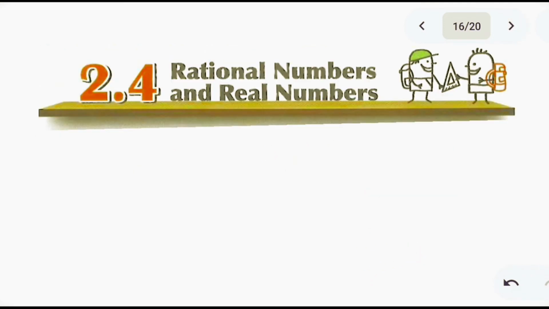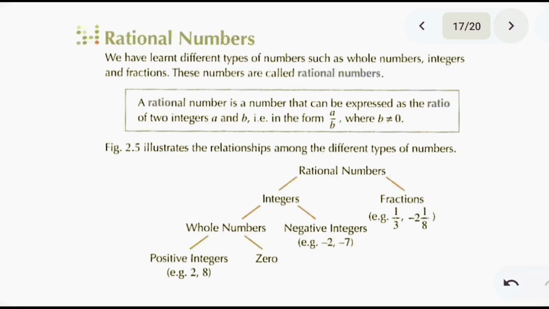Now we are going to learn some theoretical concepts of rational numbers and real numbers, how different numbers belong to different categories. So for rational numbers, we have this elaboration that a rational number could further be an integer or fraction, a whole number, negative integer, positive integer, or zero. So we will learn this.